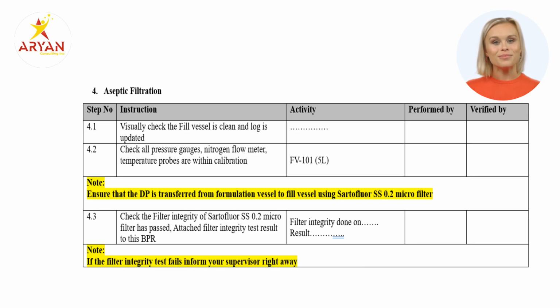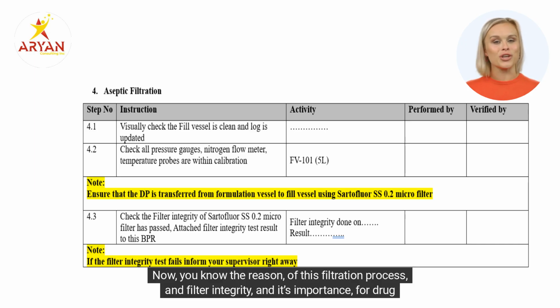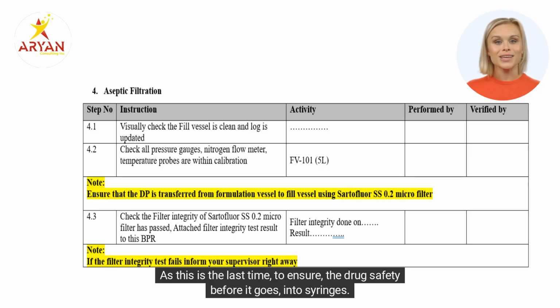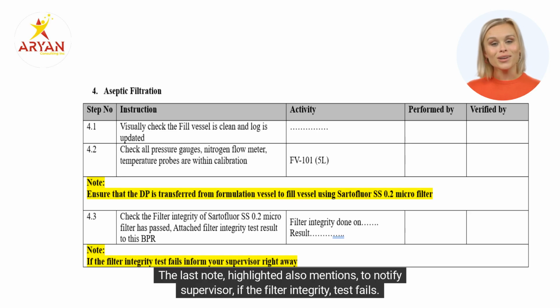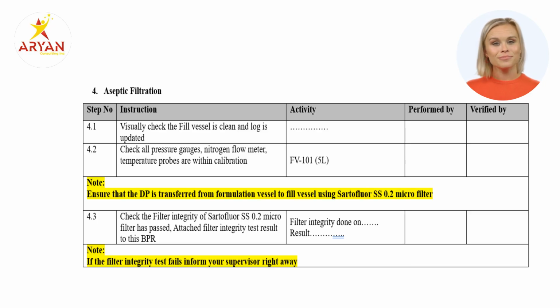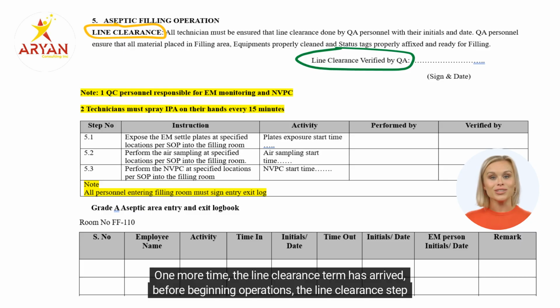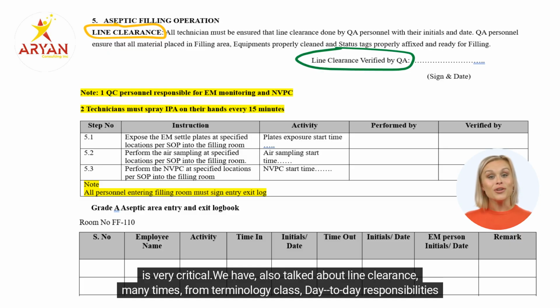That is it. Now you know the reason of this filtration process and filter integrity and its importance for drug safety, as this is the last time to ensure the drug safety before it goes into syringes. The last note highlighted also mentions to notify supervisor if the filter integrity test fails. One more time, the line clearance term has arrived. Before beginning operations, the line clearance step is very critical.